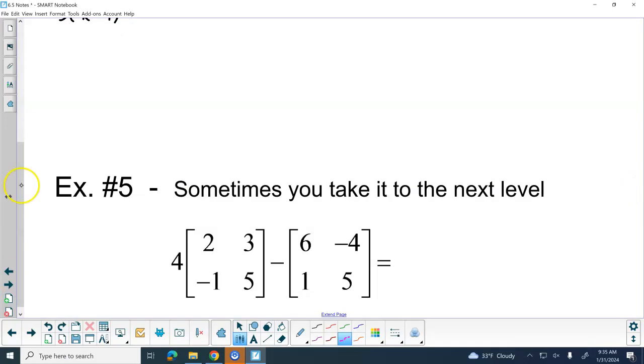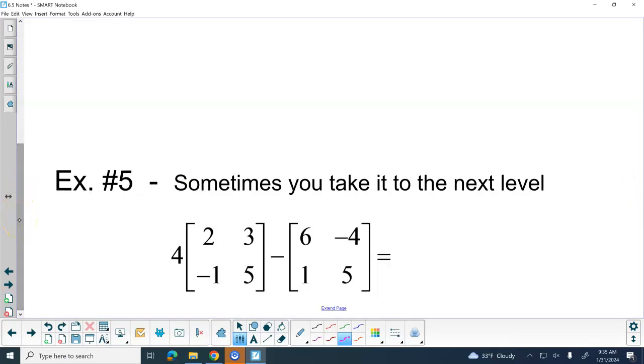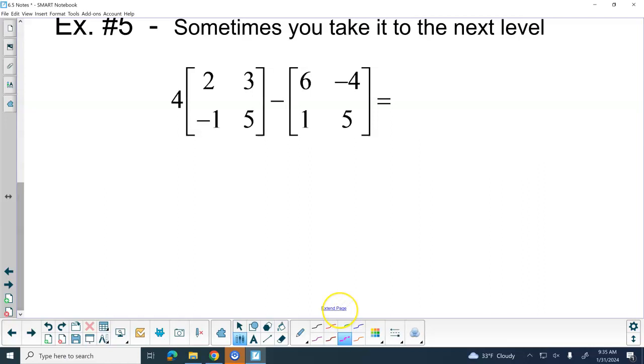Sometimes you get taken to the next level. Again, these would be classic NTC type problems. I think you can handle this one. It's a combination of scalar multiplication and adding and subtracting. Go for it. Give it a try.